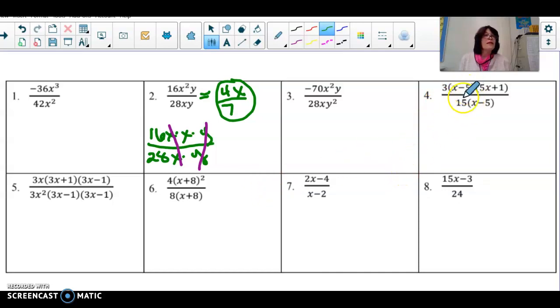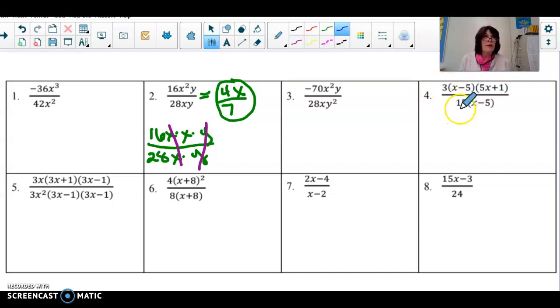Number 4 is a little different because I have binomials. I have x minus 5 in parentheses, 5x plus 1 in parentheses. I can't just cancel the x's out. Everything has to be connected by multiplication in order to do this canceling. So the 3 over 15, think about what that reduces to.